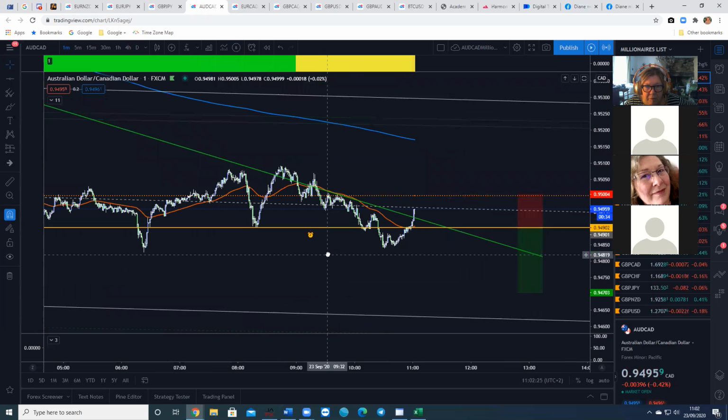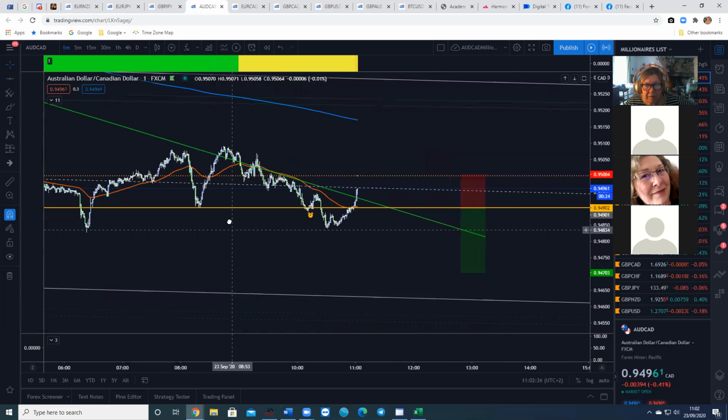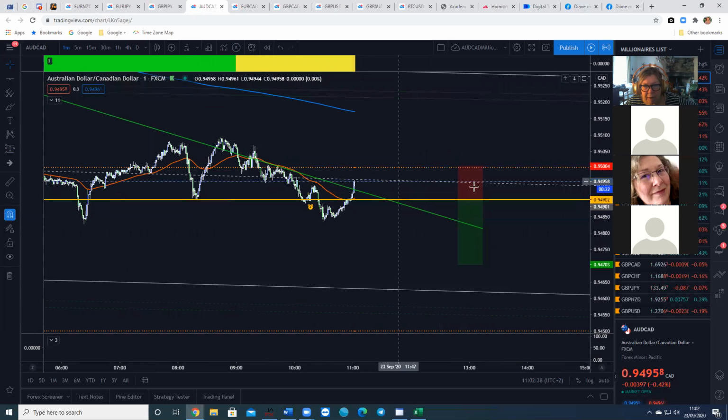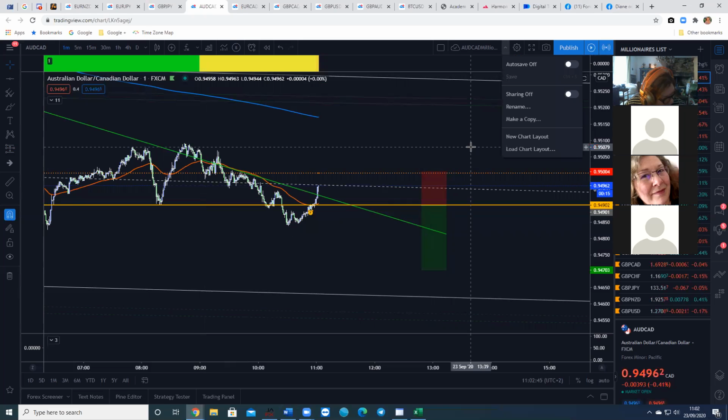That seems to be moving up again now. I'm just wondering, because it's quite a slow pair, so I'm thinking, does it want to come up and touch that 15-minute? But it's not that fast a pair. And then it's got this trap here. So we'll see what that does. It's not moving in the right direction for us at the moment. So that's AUD CAD.